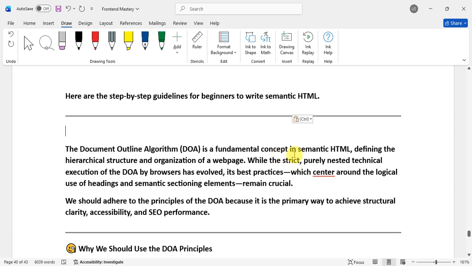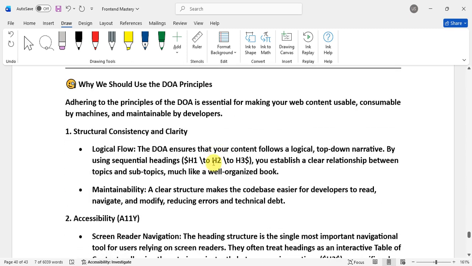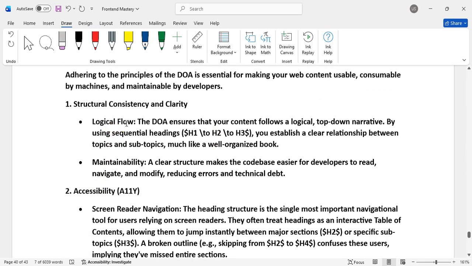It's a fundamental concept in semantics, defining the hierarchical structure and organization of a web page. This is the most important thing. Why is it used? It is used for two reasons. The first one is the logical flow, so that if a person comes and reads a document, he doesn't break its flow: what is the main, then what is below it, so he understands the flow of the document.